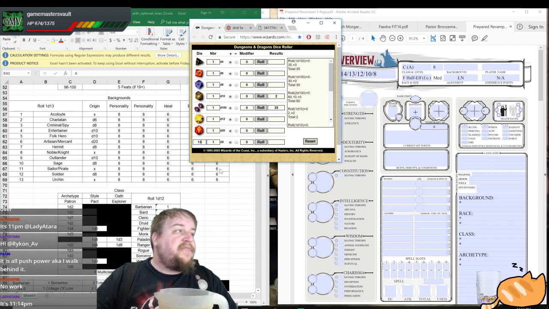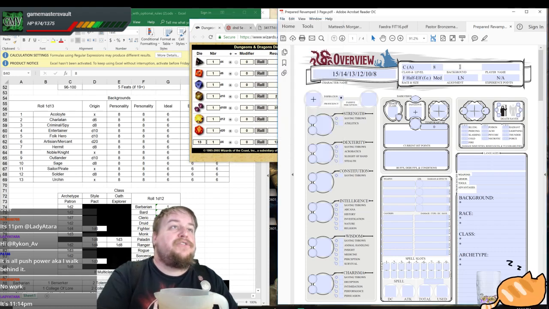Now I'm going to generate a 13-sided die, and we're going to find out which background she has. Background 12, she is a soldier.